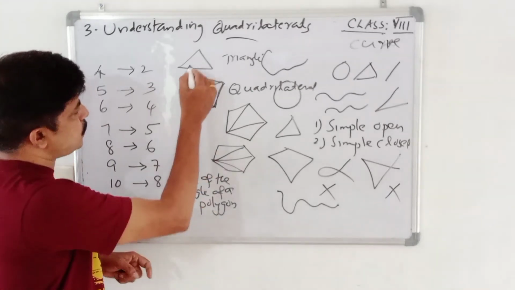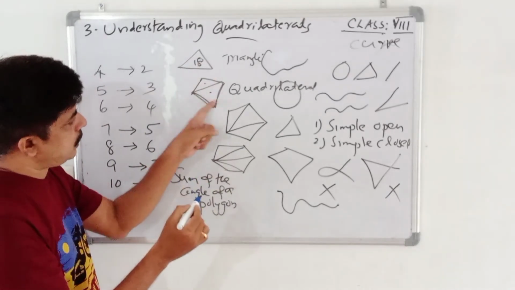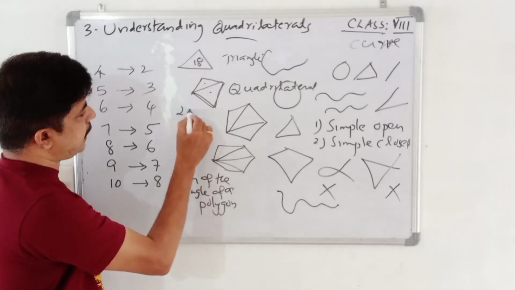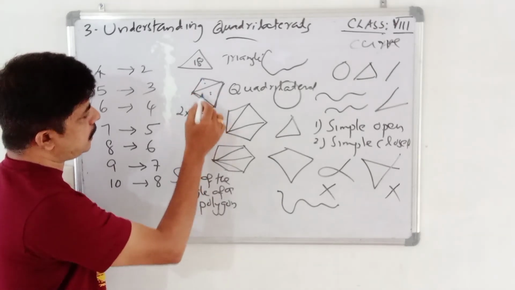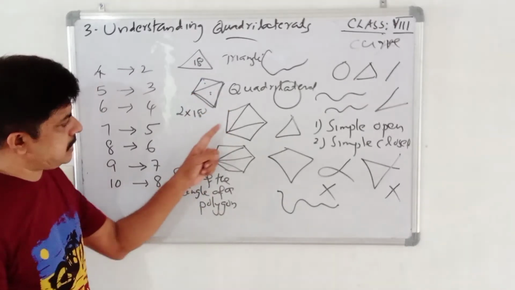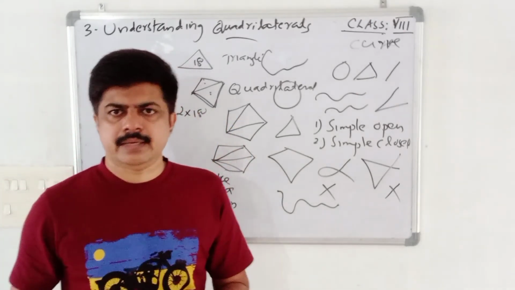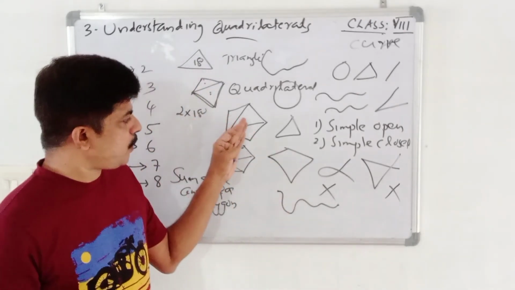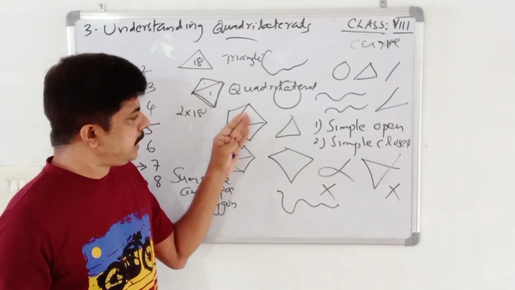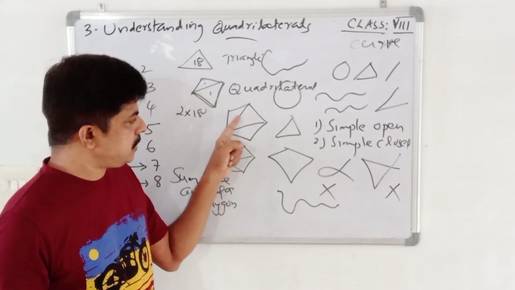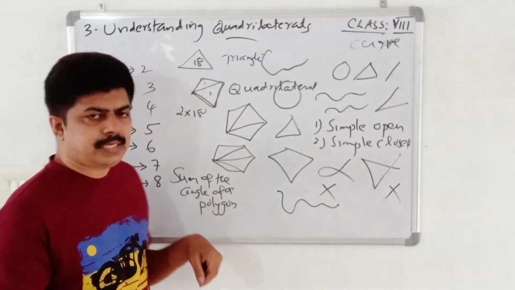The sum of the angles of a triangle we know is 180. If there are 2 triangles, 2 into 180. What is the sum of the angles of a quadrilateral? 2 into 180, that is 360. If there are 3 triangles, 3 into 180. What is the sum of the interior angles of a pentagon? A pentagon is divided into 3 triangles. Therefore, 3 into 180, 540.